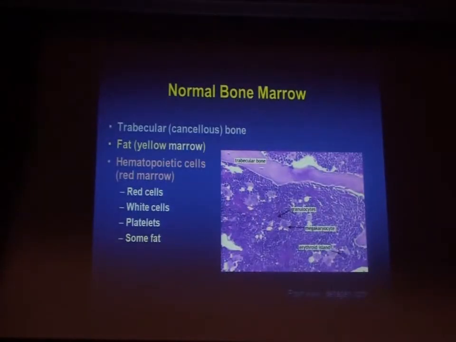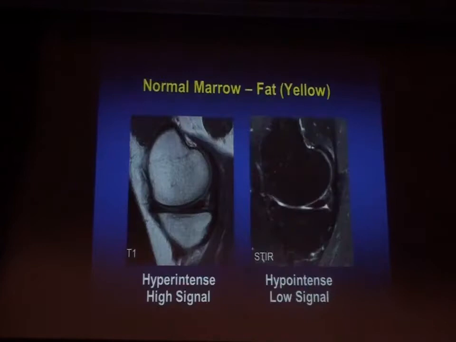In terms of marrow basics, you probably know the medullary cavity has trabecular bone, and in and around that is the fatty marrow, the yellow marrow, and the hematopoietic cells, the red marrow, including red and white cells, platelets, and also including some fat within the red marrow.